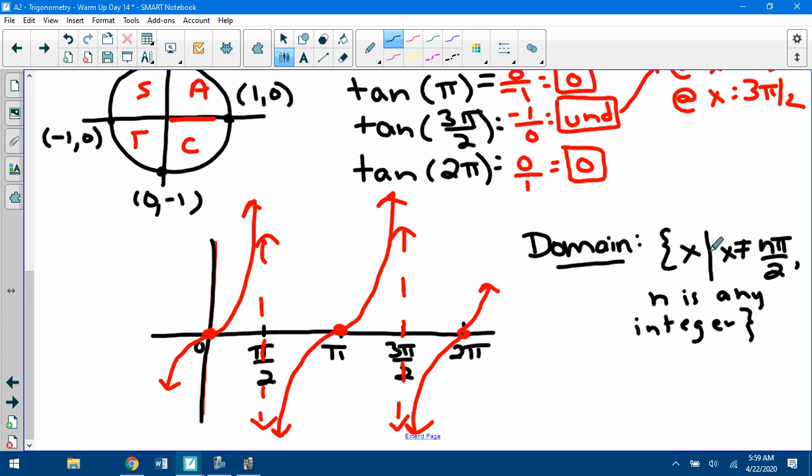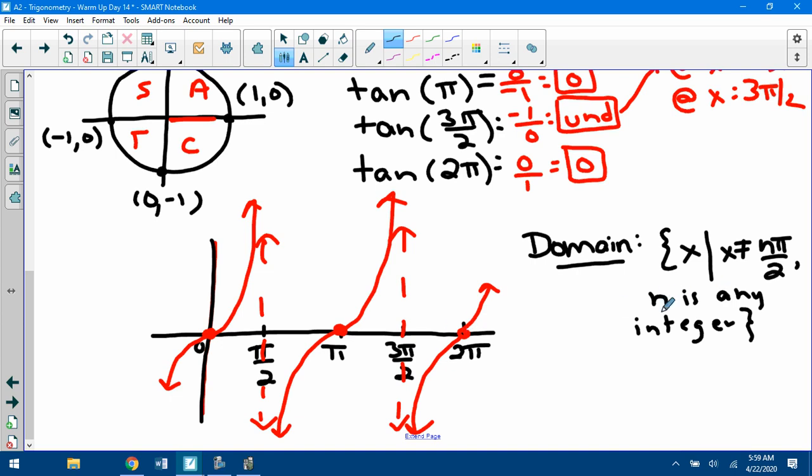Think about what that means. This means it's all x values in the world except any x values that have the form some integer times pi over 2. So 1 pi over 2 is bad. What about 2 pi over 2? That's okay. 3 pi over 2 is bad. 4 pi over 2 would be okay too. That's not an asymptote. So this isn't quite right.